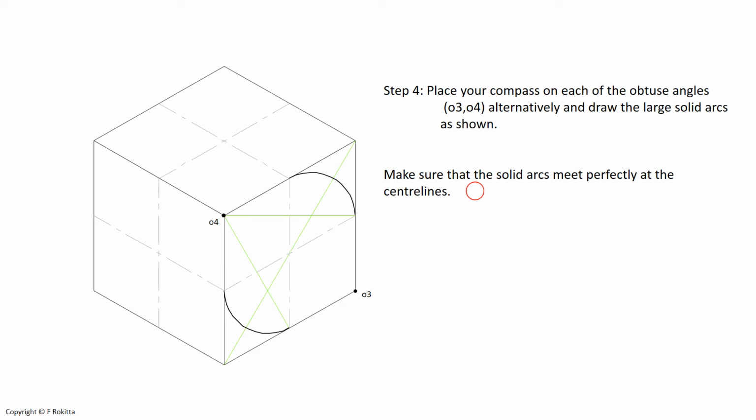With the fourth step we will place our compass at O3, which appears to be an obtuse angle. Stretch the compass from O3 to the opposite middles of the center lines as indicated here and draw a solid arc. Now we will place our compass at O4 and stretch it to the opposite middles of the center lines as indicated here and draw a solid arc.